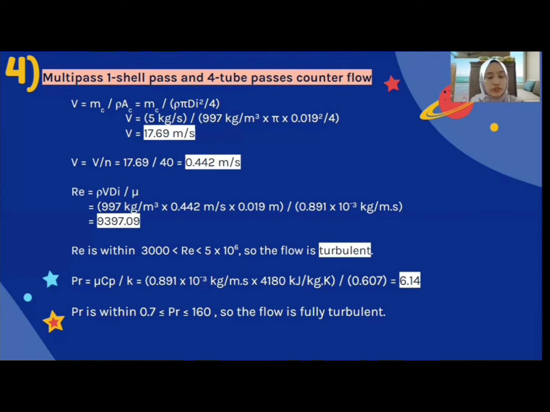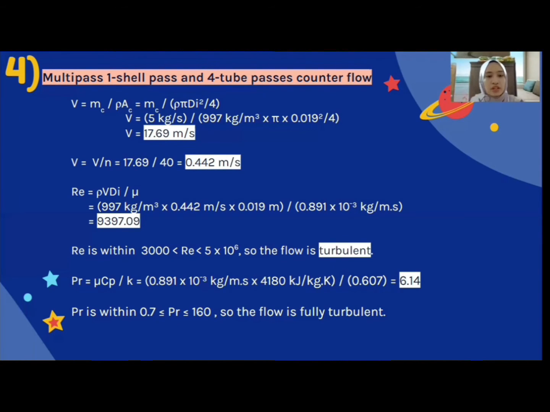We also calculated the Prandtl number. We substitute the value for dynamic viscosity, which is 0.891 times 10 to the power of negative 3, and we substitute the value for specific heat of the cold water, which is 4180, and we divide it by thermal conductivity, which is 0.607, and we got the Prandtl number to be 6.14, the same as we got from table A9.